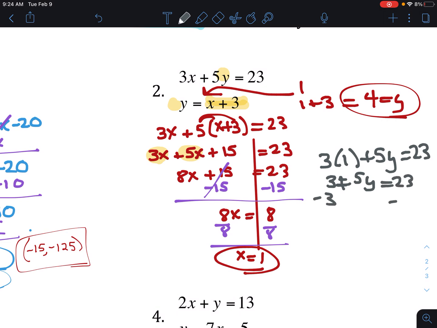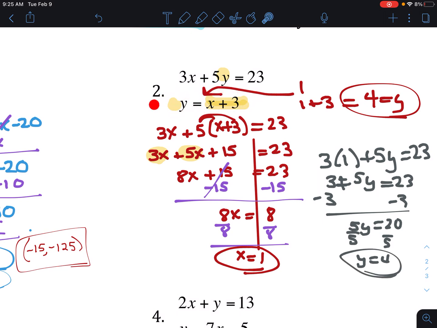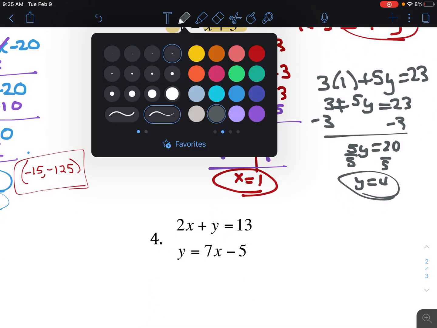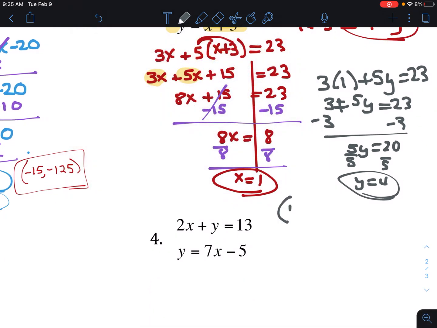Subtract 3 from both sides, and I've got 5y equals 20, divide by 5, and I've got y equals 4. So either way, the second equation is definitely a lot easier because all I'm doing is plugging in a 1 and doing this math, boom, and that equals y. The first equation, if I plugged it in for x, I'm going to have to undo it and solve it, but look, I really do get the same answer both ways. So it doesn't matter. If it doesn't matter, choose the most efficient way.